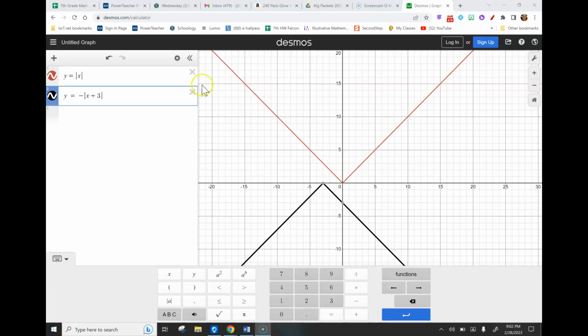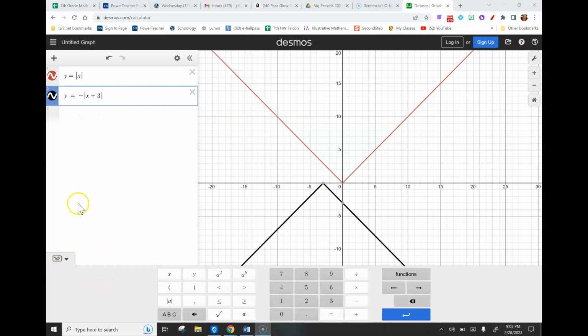So I just did the first equation, y equals negative absolute value of x plus 3. So here is my red one, my parent function. So it flipped it, okay, and it also shifted. So it opens down now. My graph opens down. It flips it to open down, and it shifts it over 3. Okay? Try that second one.